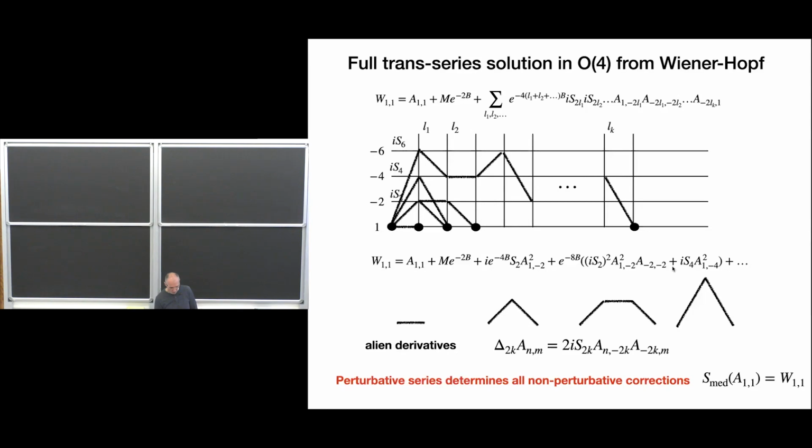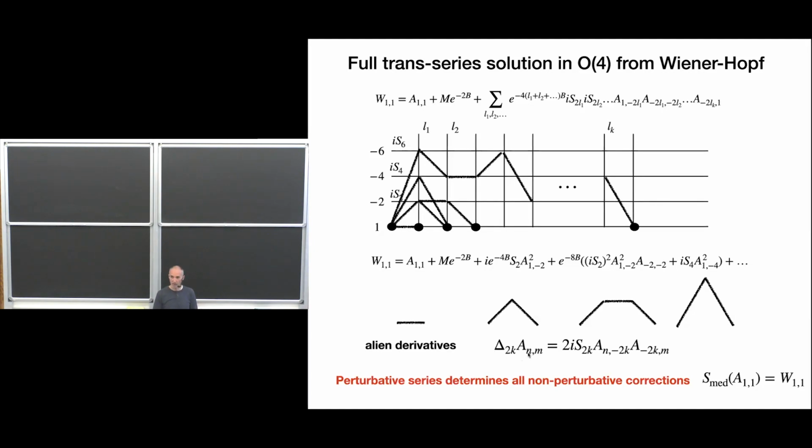The location of this minus 2, minus 4, minus 6 depends on the model. I told you we are describing many models at the same time, principal chiral models, O(N) models. So the location where this index appears depends on the model. In the O(4) model, these appear at every even integer. And then I already told you what these A functions are.